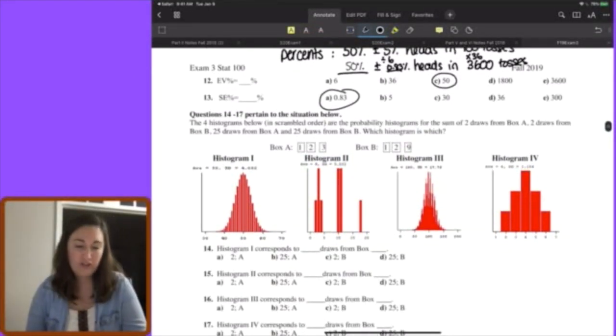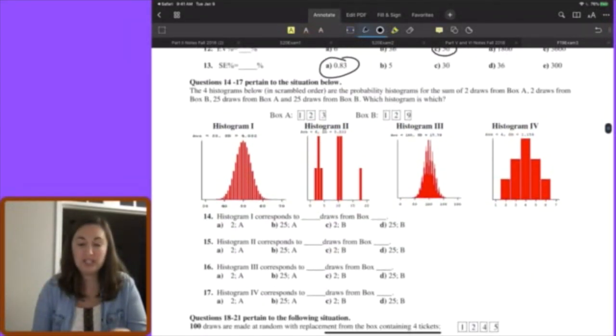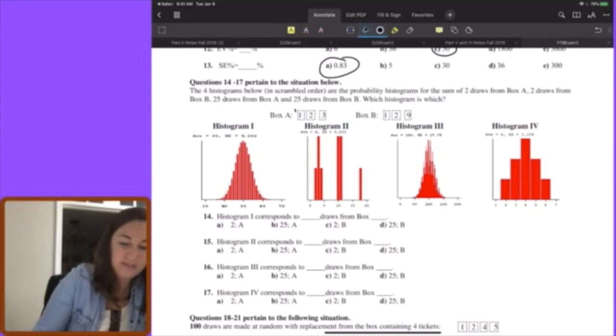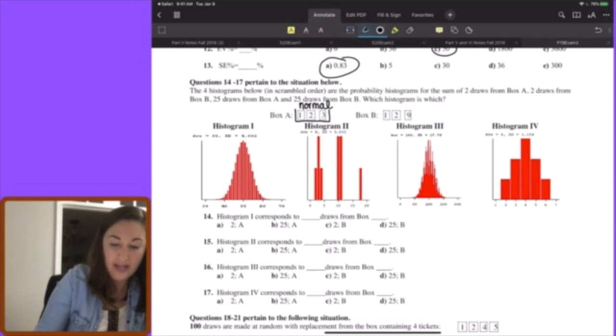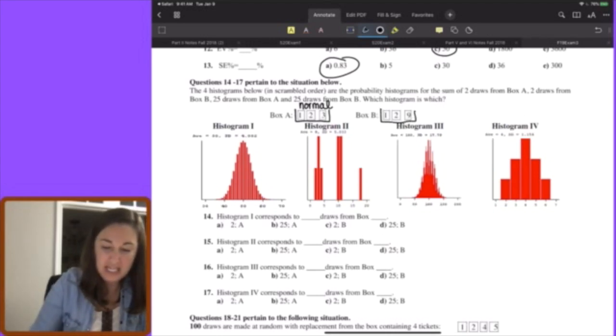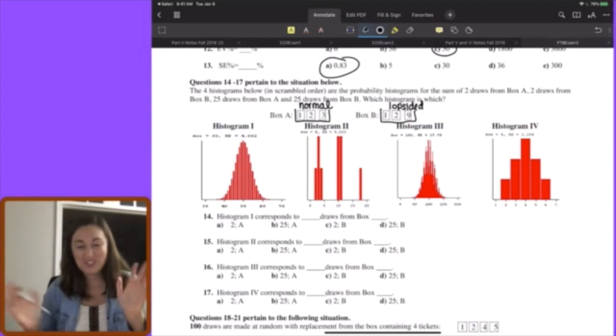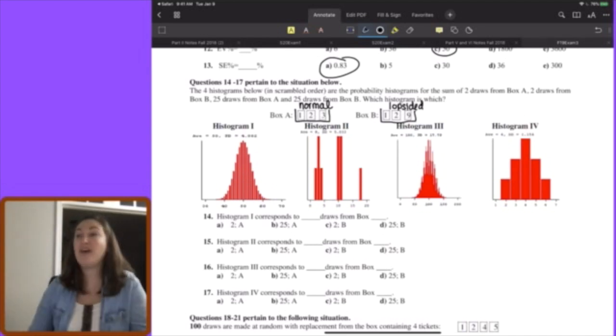What is going on here? The 4 histograms below in scrambled order are the probability histograms for the sum of the draws from box A. So here is box A. It looks nice and normal, nothing weird about it. And then 2 draws from box B. Here's box B. It looks a bit lopsided. Actually, I think these 2 boxes were the exact same ones in the notebook, so they might look familiar, and then 25 draws from each.